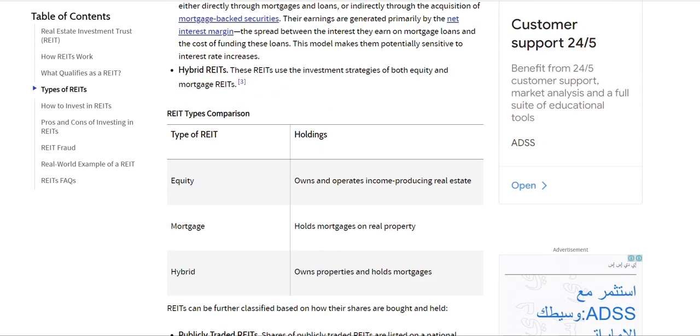So the couple of other things, the types of REITs. There are mainly three types, but mainly two types, and there's also another one here. So equity, and then you've got mortgage.